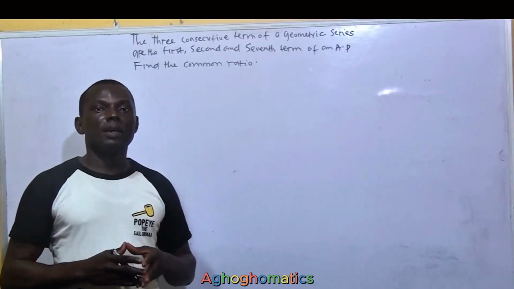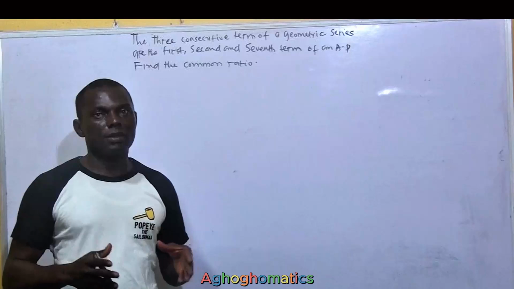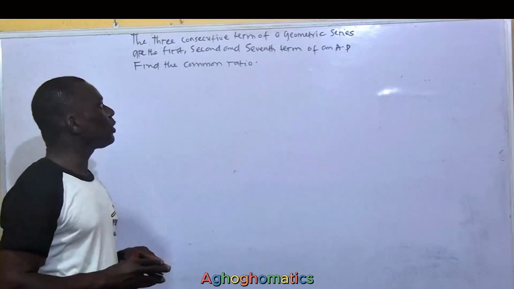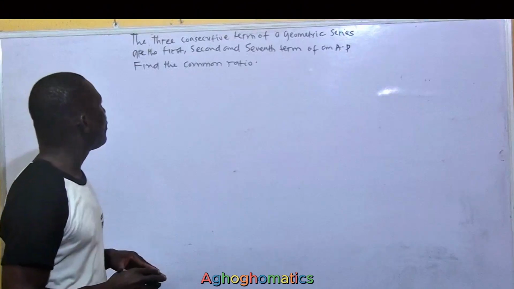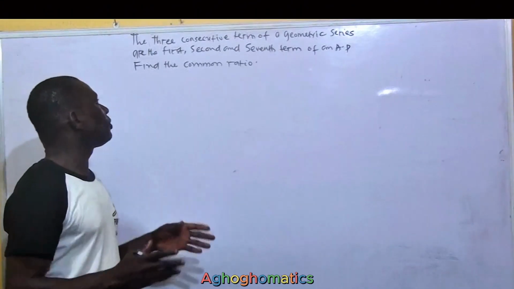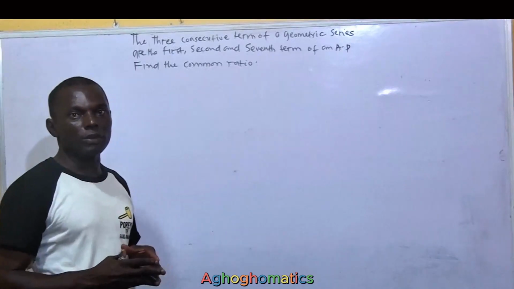and arithmetic series. Okay, here the question is: the three consecutive terms of a geometric series are the first, second, and the seventh term of an arithmetic progression. Find the common ratio.